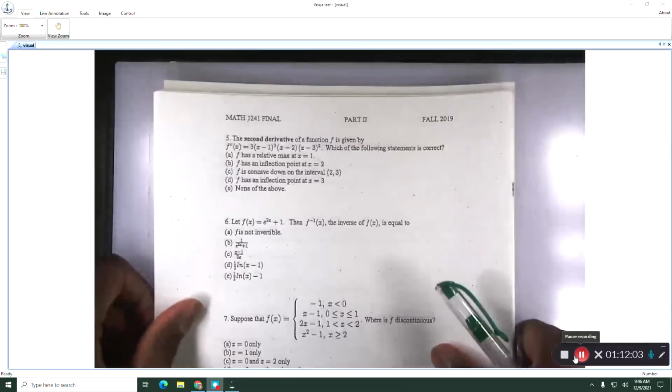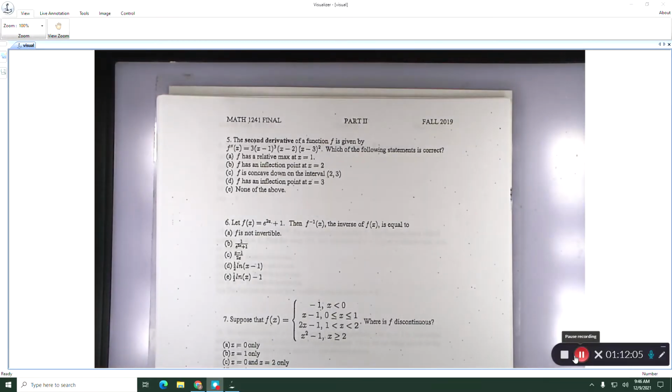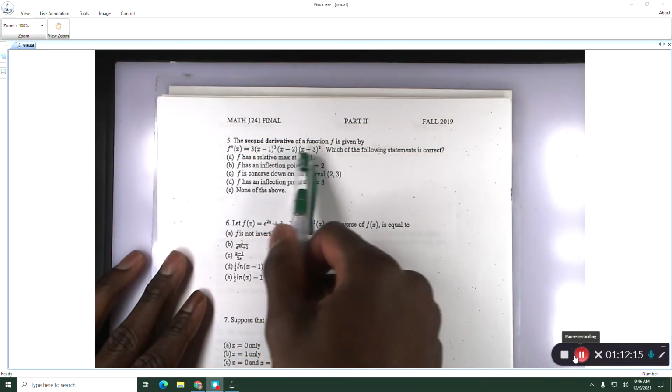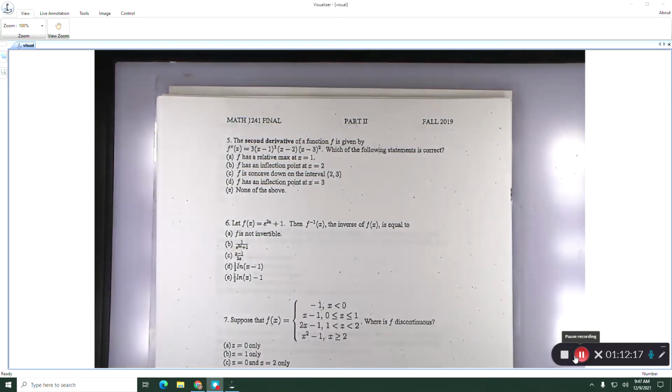Back to something that I like personally. The second derivative of a function f is given by this, and it gives us the second derivative function. Which of the following statements is correct?